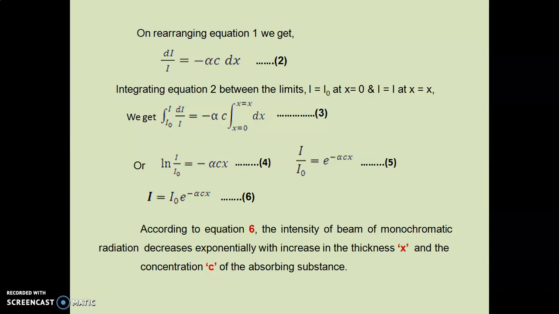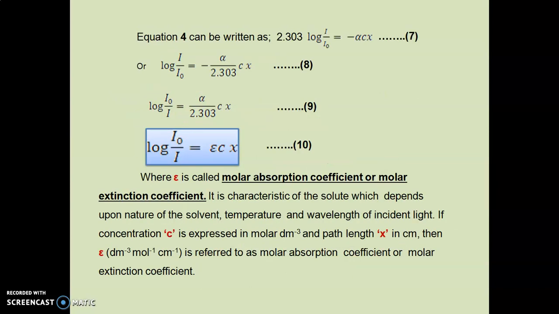So what does equation 6 signify? According to equation 6, the intensity of the beam of monochromatic radiation decreases exponentially with the increase in the thickness x and the concentration C of the absorbing substance.